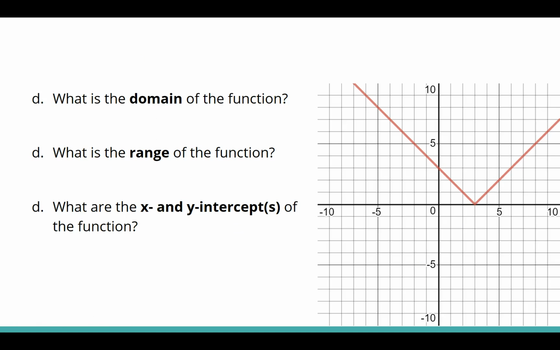Same graph. What's my domain here? Yes, all real numbers. Good. On absolute value functions, guess what? That's always going to happen. When you get the V, your domain is always all real numbers.